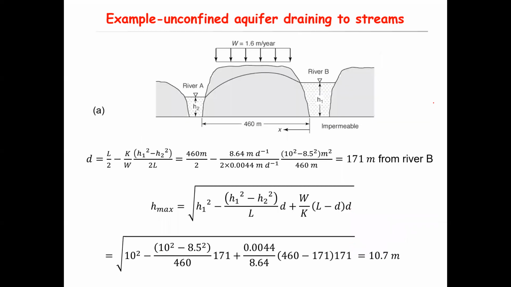So you just need to write down the equation we just derived for section A, that is D is equal to this equation. So you have all the parameters here. The length is already given, that is 460 meter, and K is given in the question. I just converted the unit to meter per day. W, the recharge rate, has been given already, that is here, and then you have 2, and the 2 is here. L already given, H1 given, and H2 as well given.